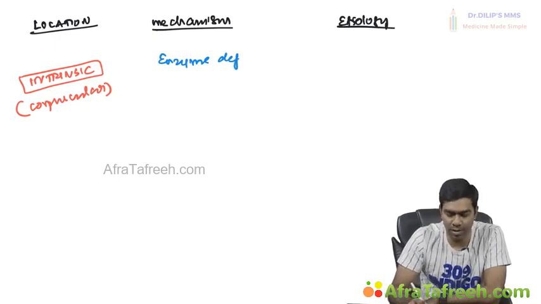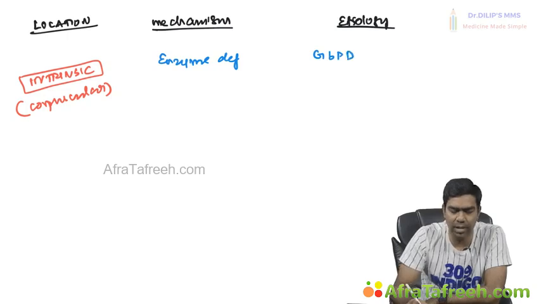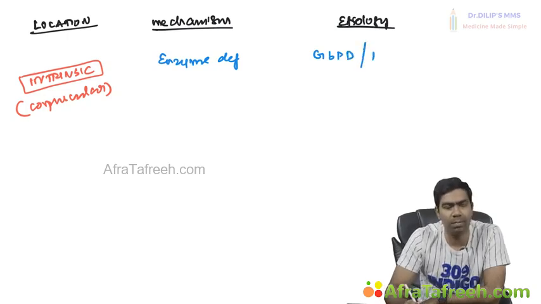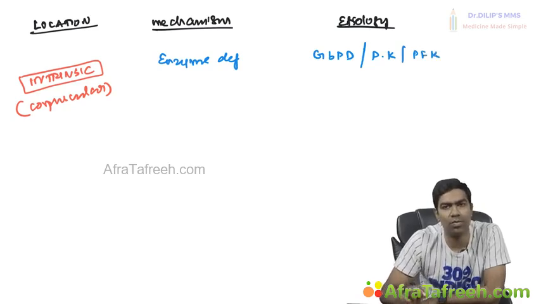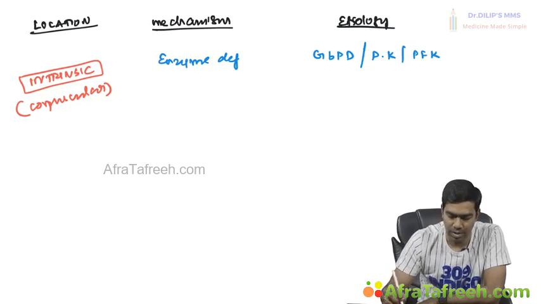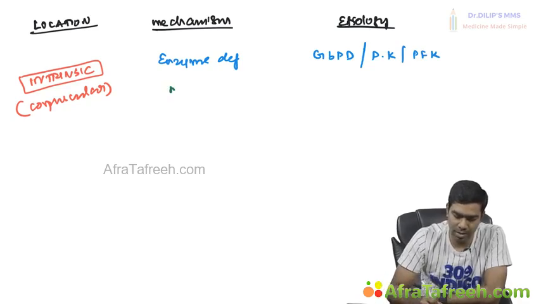Best example for enzyme deficiency could be G6PD deficiency, or pyruvate kinase deficiency, which you're going to see in the later part of the lecture. And here something called PFK deficiency, that's called phosphofructokinase deficiency. And second thing, you might also get certain membrane abnormalities.